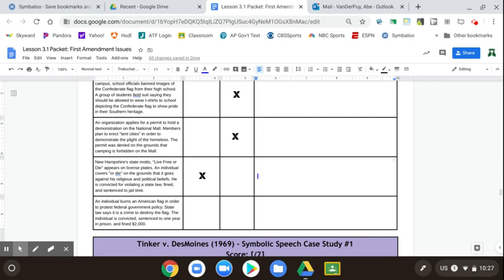And then the last one is a really, really famous case called Texas versus Johnson. An individual burns an American flag in order to protest federal government policy. The state law says it's a crime to destroy the flag. The individual is convicted, sentenced to 1 year in prison and fined $2,000. Essentially, this is protected speech.